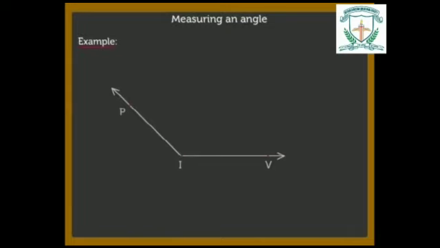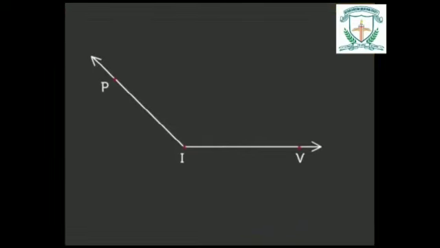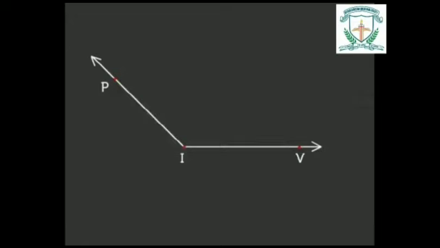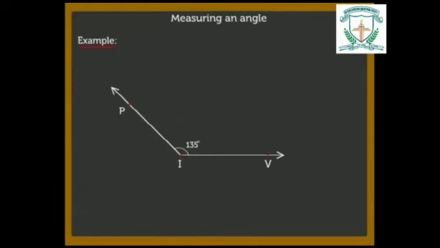Children, let's measure one more angle. Look at the figure. We place the protractor with its center point on I, and the baseline coincides with the arm IV of the angle. Now we check the scale where the baseline arm points at I and read the measure of the angle, where the other arm crosses the scale. The measurement of angle PIV is 135 degrees.